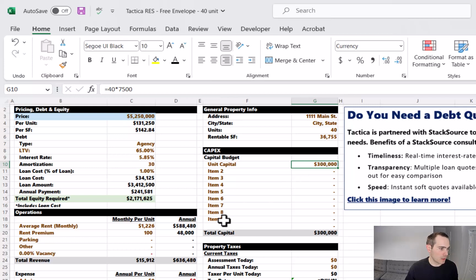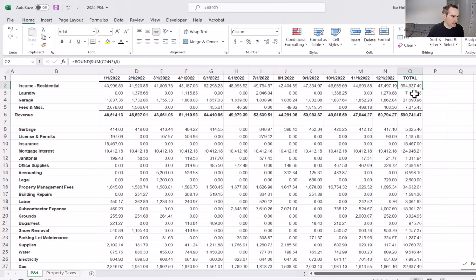Let's continue filling out the operations section. So for ancillary income items, let's go look at the most recent P&L we have on file. The rental income is summarized in row 2, and then I want to just focus on laundry, garage, and fees and miscellaneous income. So what I am going to do is take the annual amounts for ancillary income, divide it by 12 months, and then divide it by 40 units, and I'll drag that down. So for garage, they're earning approximately $45 per unit, and then for laundry and fees and miscellaneous, that $14.89 plus $15.15, it's about $30.